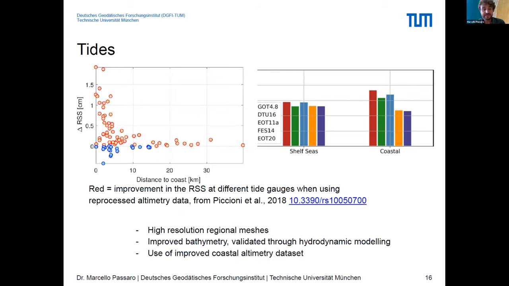And the other way is that if you want to use altimetry itself to improve the tidal model, then by using improved sea level measurements with the techniques I've shown you before, it has been demonstrated that you can always, or almost always, improve the results of tidal estimation, in particular in the last 10 kilometers, as you can see here with all these red dots compared to the blue dots.